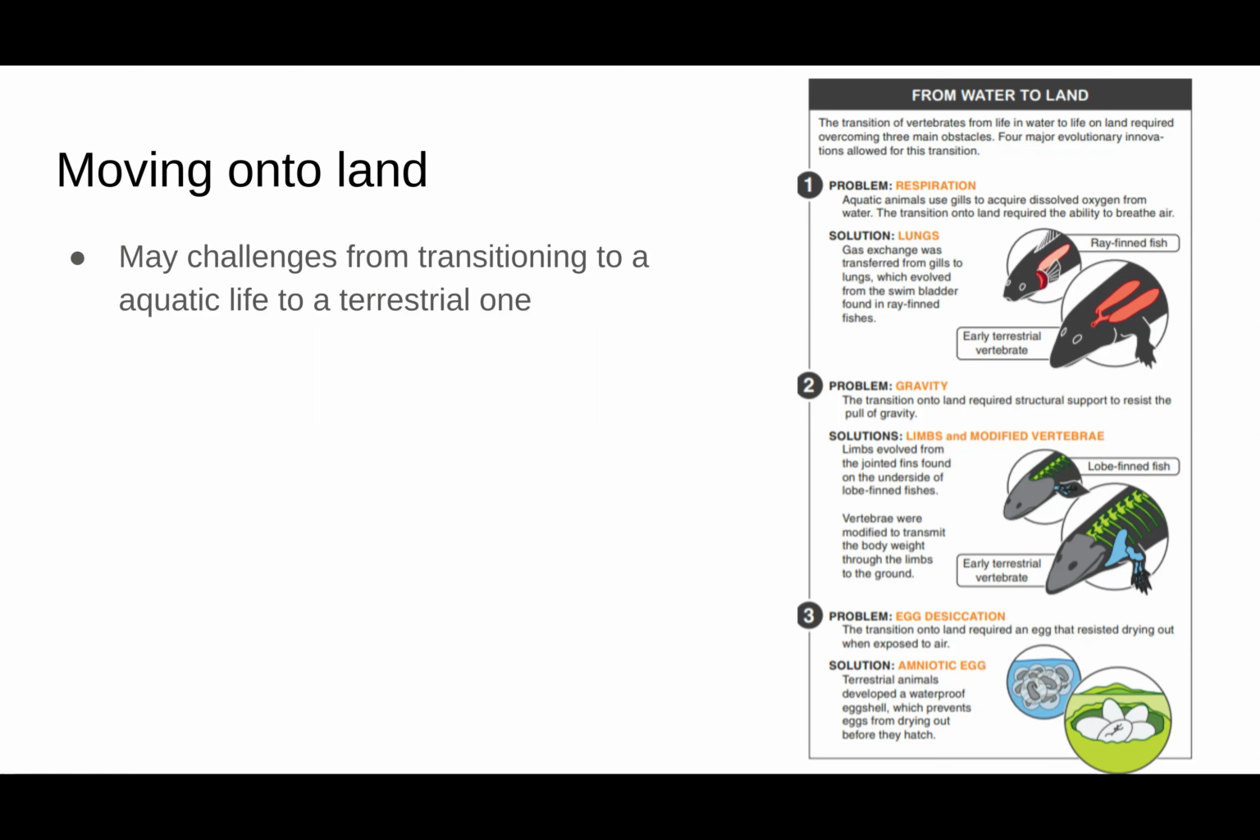Because remember, everything that's an animal requires oxygen. They're all either herbivores or carnivores, so they have to physically eat stuff, which means they need oxygen in their metabolism. So you have to evolve a way to pull oxygen from the air because it is so radically different than living in water.